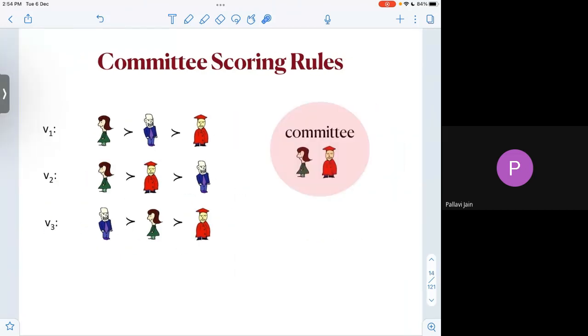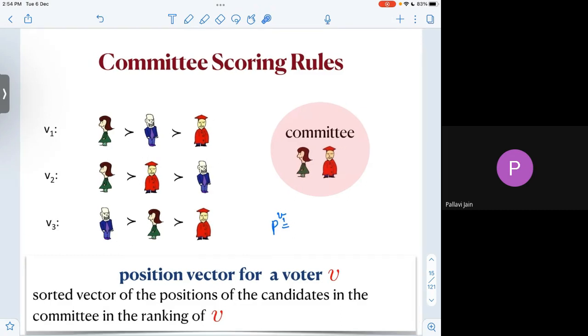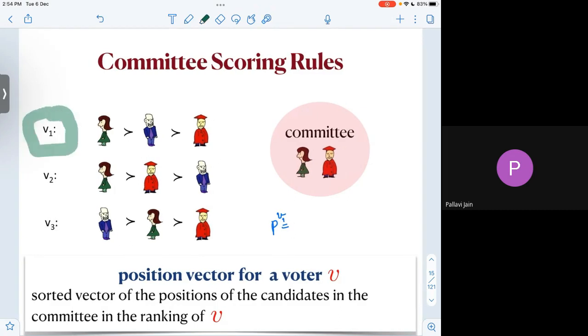Let's say this is my committee. Now we will define something like a position vector for a voter V. What do I mean by that? The position vector is defined specifically for a voter and a committee. Let's say this is my position vector, PV. Let's say I'm talking about the voter V1. Look at the voter V1 and look at this committee.